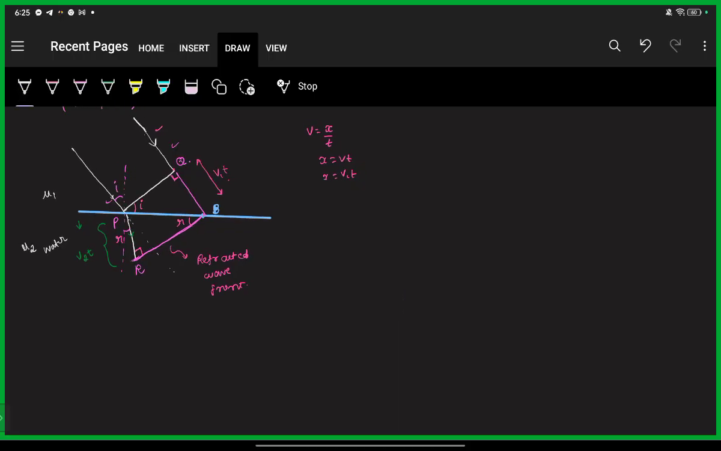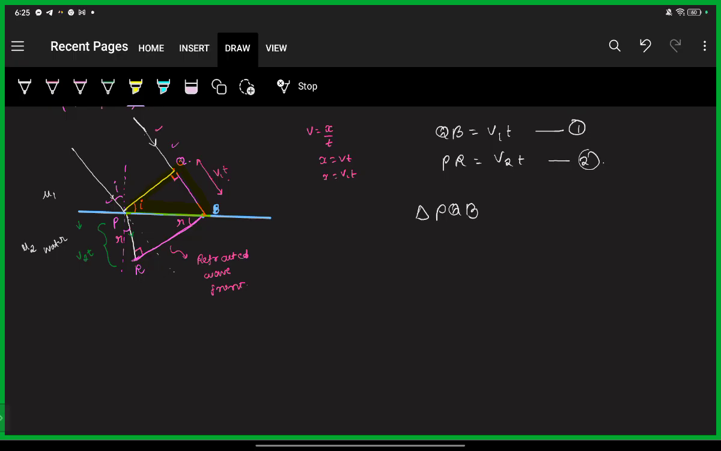So let's write that this QB is V1T, this is our first point, and this PR is V2T. This is equation number 2. Now from triangle PQB, where is triangle PQB? This is our triangle, right? This is a right angle triangle, yes or no?